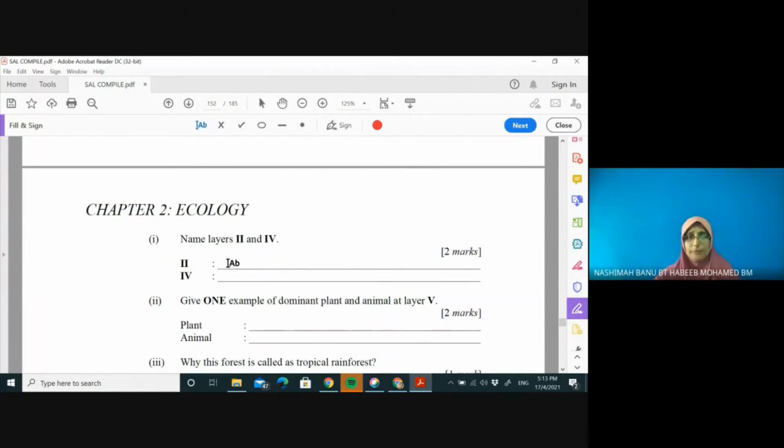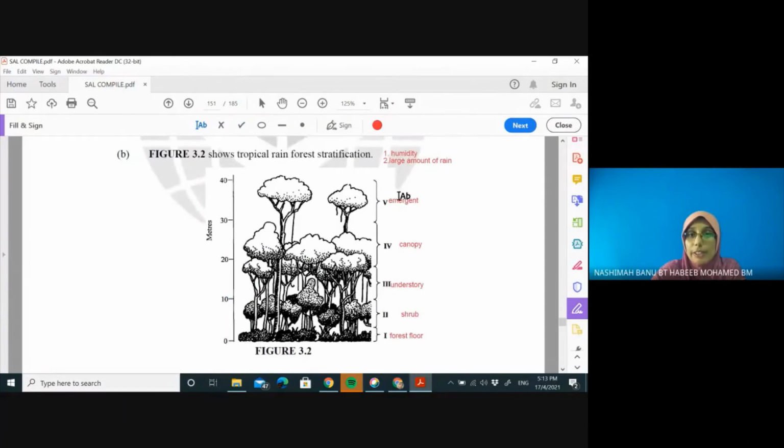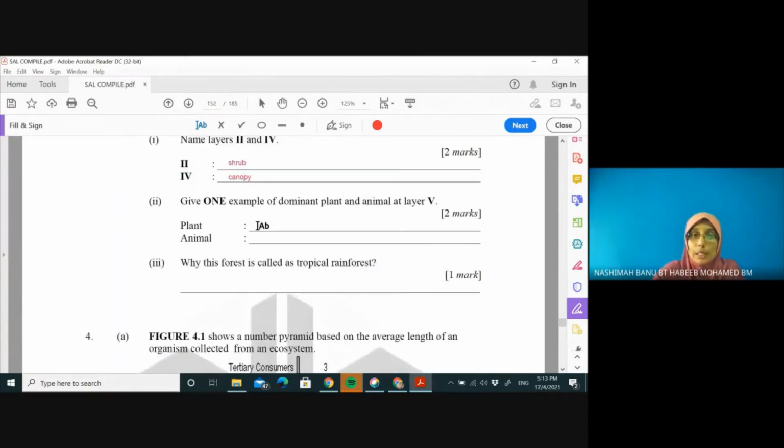Name the layer. Okay, so tadi kita dah tuliskan. So sekarang kita salin balik ke sharp. Okay, and then okay. Alright, give example, okay, of the dominant plant and animal at the layer V. Okay, so V mana? Tengok balik. V. Dominant plant. Kita nampak ada lah macam batang kayu 2 ekor dia duduk kat sini kan. So, siapa yang boleh survive kat situ? Alright. So, kita boleh namakan semua pokok yang memang ketinggian dia melebihi 40 meter.